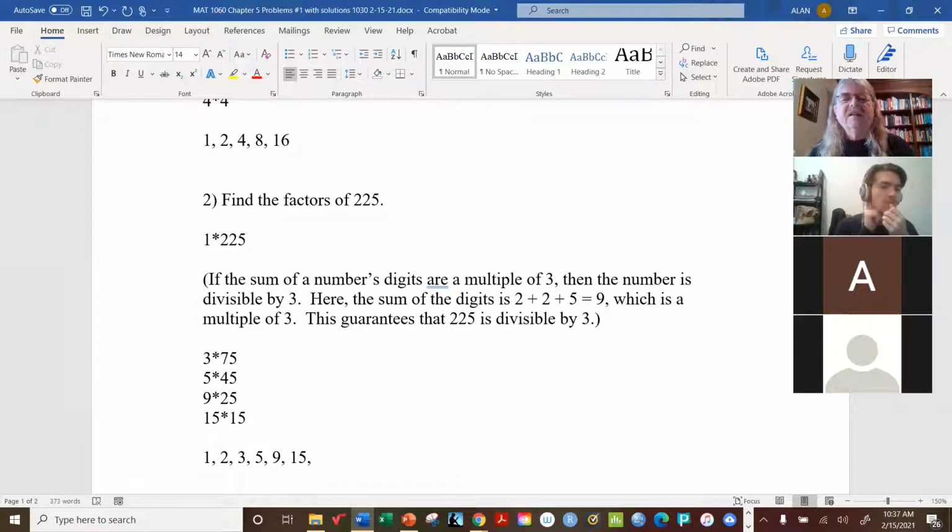Man, that's a lot of factors. There they are. That's the whole list. We didn't miss any. All right, very good.